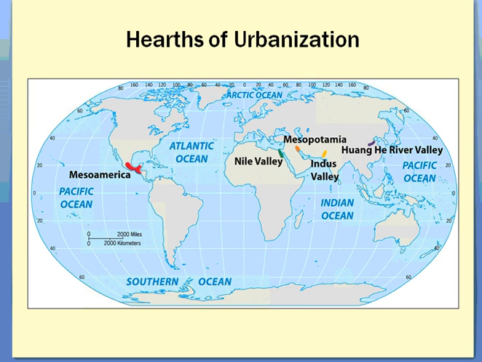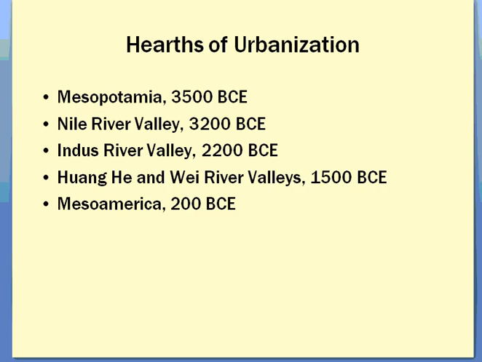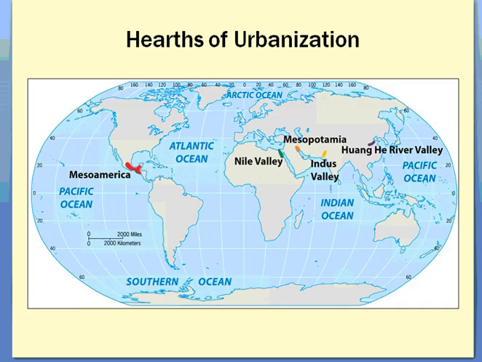Oh, a hearth map. I have to be sarcastic. What a surprise, of course. We've seen many hearth maps. This is the Hearths of Urbanization map. Know the map. Ooh, you haven't heard me say that in over a week. Okay, Mesopotamia, Nile River Valley, Indus River Valley, Huang He and Wei River Valleys, and Mesoamerica.